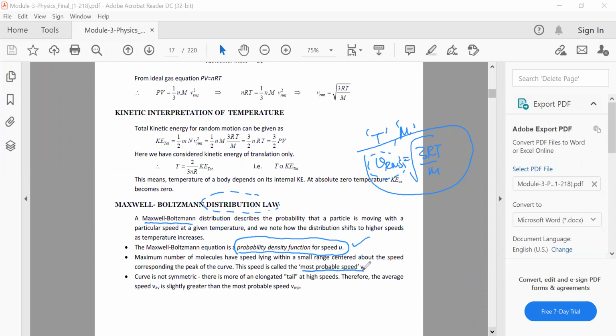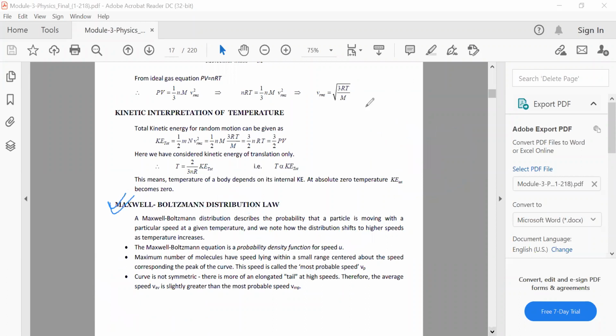So from the distribution law, we get two important definitions. We get the definition for the most probable speed, which we denote with the symbol Vp. Okay, so this is the most probable. And next page, we'll see the formula for this. So the most probable speed is a small range of speeds around the speed which has the maximum probability, and that is called the most probable speed. Okay. And of course, the other property is the curve is non-symmetric and all that. So let's look at the curve in the next page. This is something you need to additionally go through once.